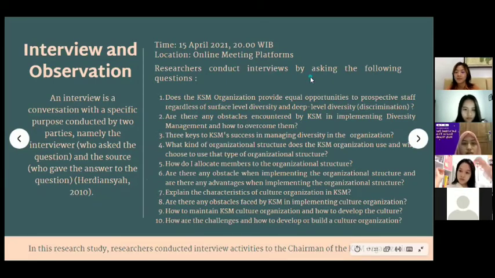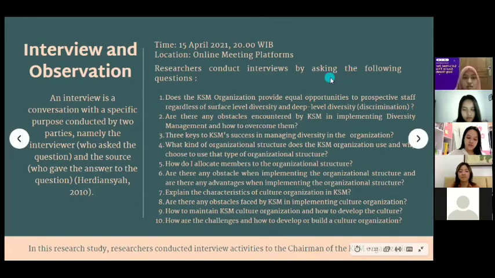Number one is, does the KSM organization provide equal opportunities to prospective staff regardless of surface level diversity and deep level diversity? Number two is, are there any obstacles encountered by KSM in implementing diversity management and how to overcome them? Number three is the keys to KSM success in managing diversity in the organization. Number four is what kind of organizational structure does the KSM organization use and why use that type of organizational structure? Number five is how do you allocate members to the organizational structure?